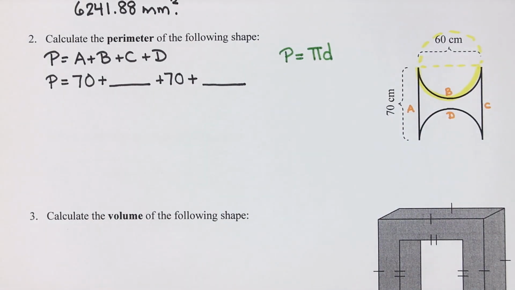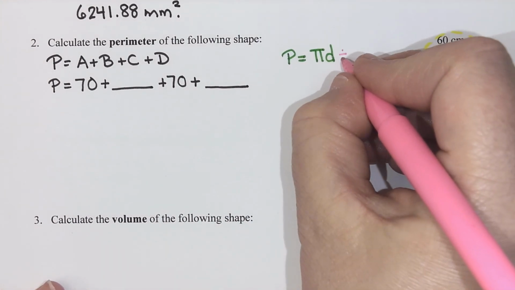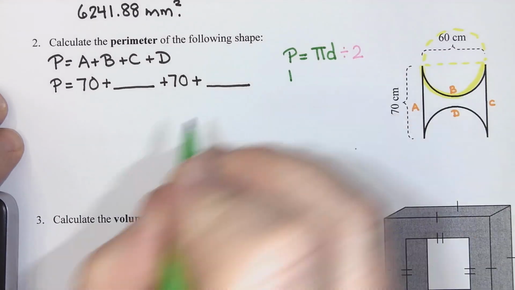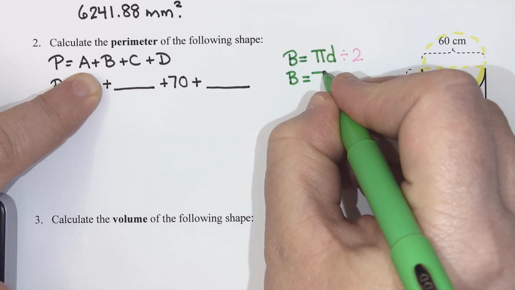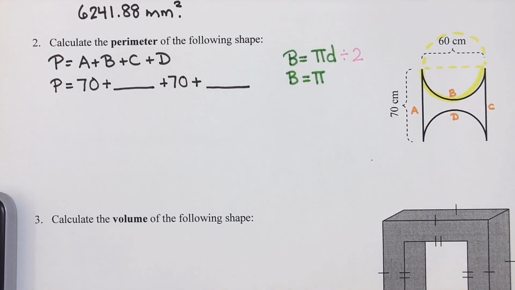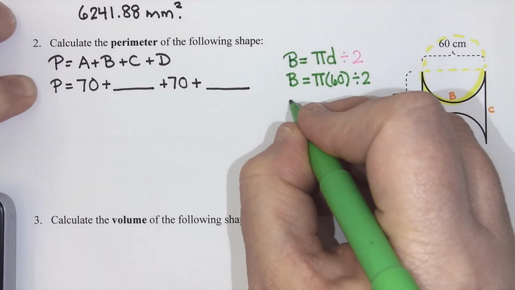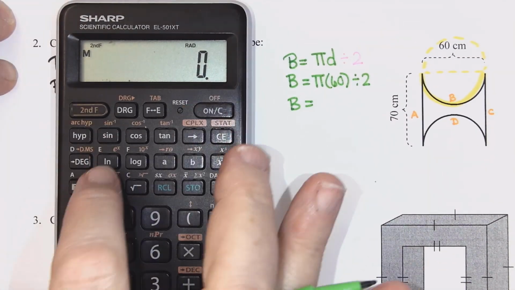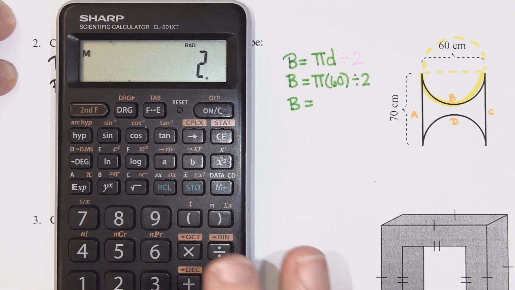But that's a full circle, and I actually only have half of a circle. So I am going to divide that by 2 so that I only have half of that circle. So my perimeter, or I could actually call it side B, maybe we'll do that instead, is going to be pi, I'm using the pi button on my calculator, times the diameter, that is 60, and then divide that by 2. So side B is going to be pi times 60, and then it's only half of a circle, so divided by 2.